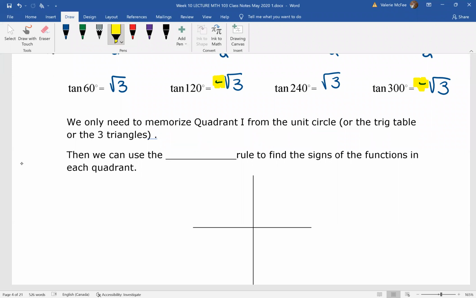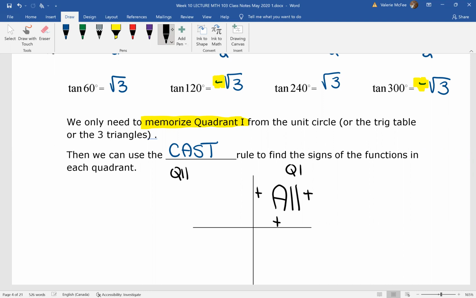This means that I only need to memorize quadrant 1 from the unit circle and then determine which quadrant I'm in. By using the CAST rule, we can determine whether the functions are positive or negative. So if we think about it, in quadrant 1, x and y are both positive. That means that all of my ratios are going to be positive in quadrant 1. And we've been seeing that all of the time, when we were looking at 30 degrees, 45 degrees, and 60 degrees, we had positive answers.